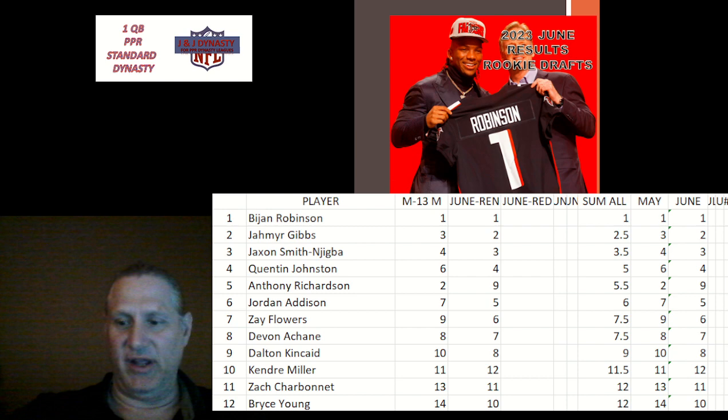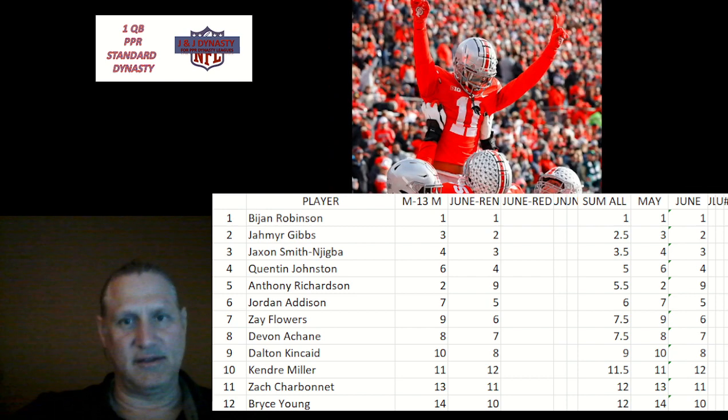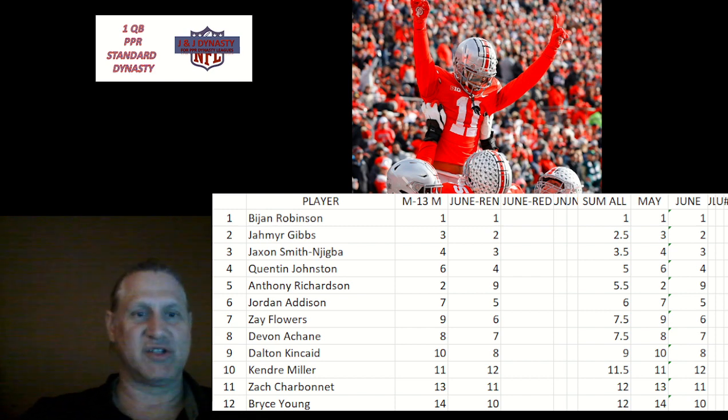I mean, it's pretty cool. Jackson Smith-Njigba is always the third. It's 1, 2, 3 in every draft so far as rookies go. I shouldn't say that. Richardson jumped up in the May one, but I've already got into another couple drafts, and it's pretty much going to be, that's chalk.